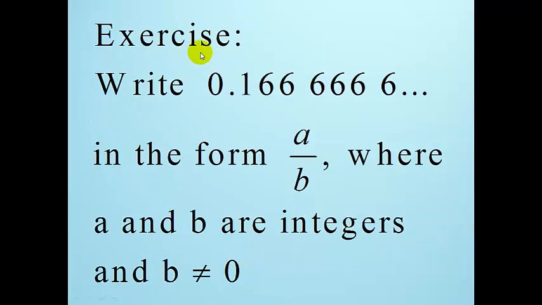Now take this as an exercise. Write 0.166666 in the form A over B, where A and B are integers and B is not equal to 0. Now, after solving the problem, the answer will give you 1 over 6. You will get 1 over 6 as the answer. That is your exercise.